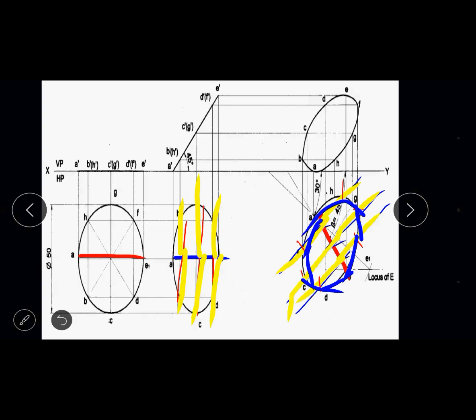So once all the 8 corners are defined, you can go for freehand sketch. Just go for freehand sketch and get the ellipse.